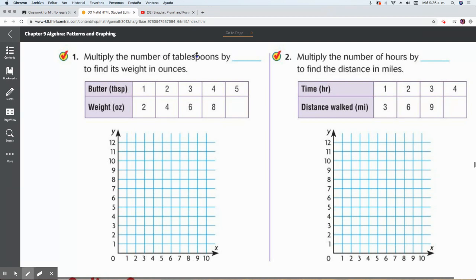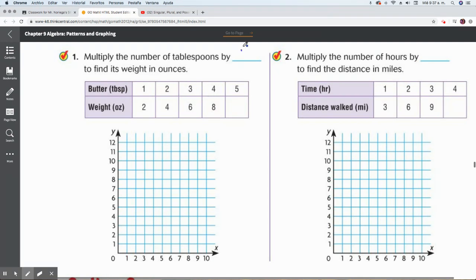Okay, so the number of tablespoons are the top numbers, and the weight in ounces are in this second line. Think about this. What number times 1 equals 2? What number times 2 equals 4? What number times 3 equals 6? What number times 4 equals 8? What is that number? 1 times 2 equals 2, 2 times 2 equals 4, 2 times 3 equals 6, and so on. So we need to multiply the number of tablespoons by 2 to find its weight in ounces.